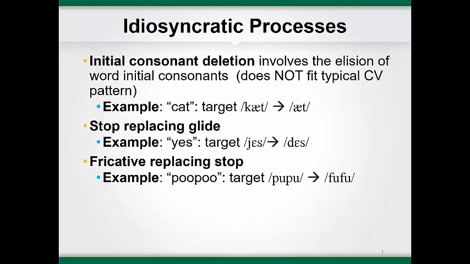The last two idiosyncratic processes that I will review are stop replacing a glide and fricative replacing a stop. Their names are fairly self-explanatory. In stop replacing a glide, a stop consonant is substituted for a target glide consonant. For example, a child who applied the phonological process of stop replacing a glide might produce the target word yes as des.